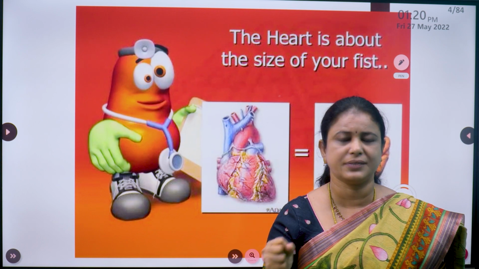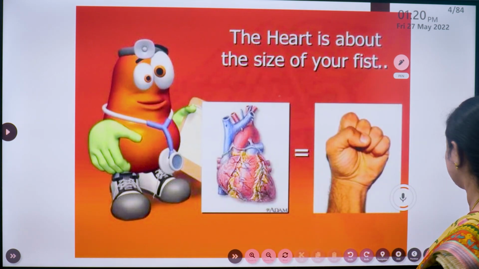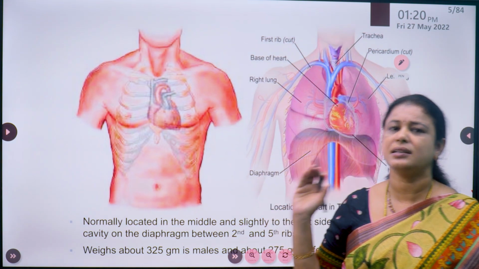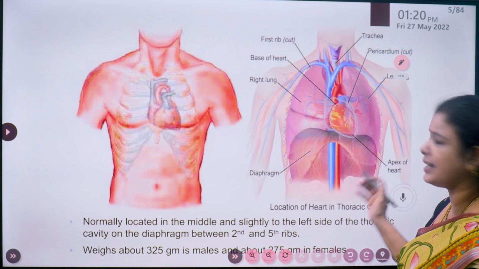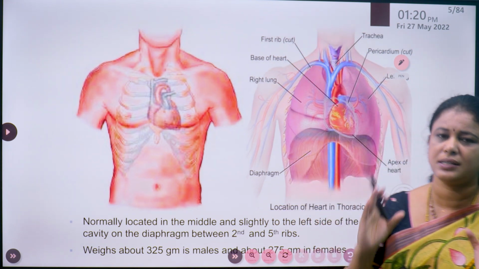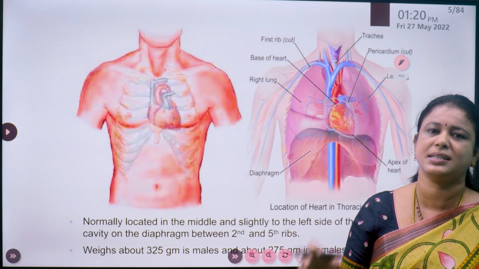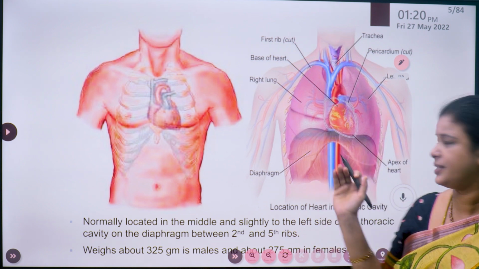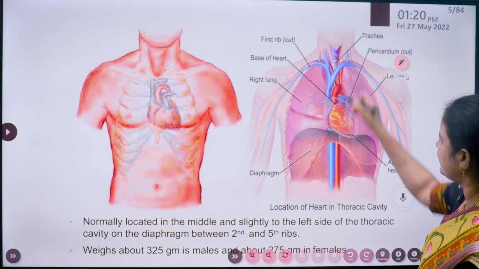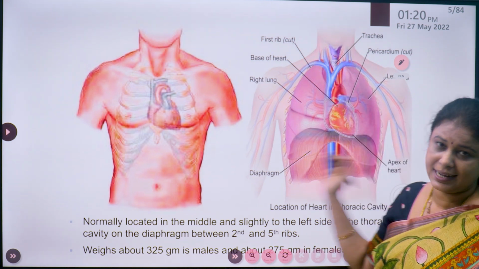The size of the heart is about the individual's own fist. The heart is situated in the thoracic cavity, between the lungs, within the mediastinum, and towards the left. So, towards the left you can see. And the heart has a base and an apex.